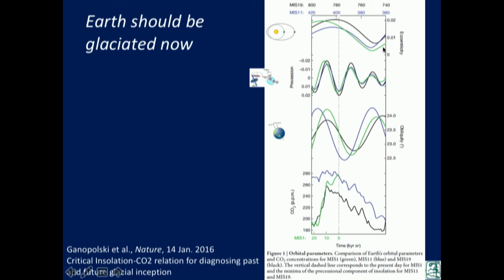Earth's orbit is getting more circular, which means that it's not going to be getting warmer due to Earth's orbit around the sun. Here's precession, here's obliquity, so that's the top motion of the sun, and here's the tilt motion of the sun. Here is what's happening with CO2.